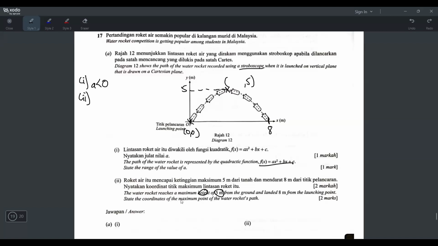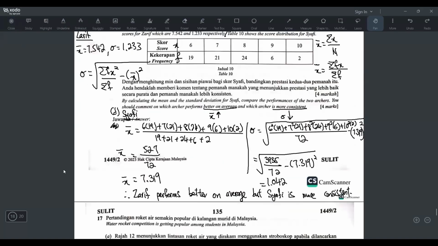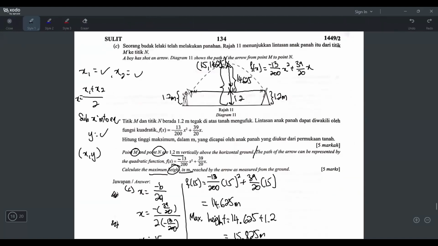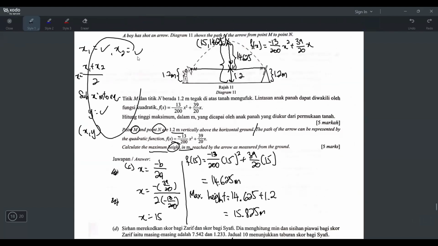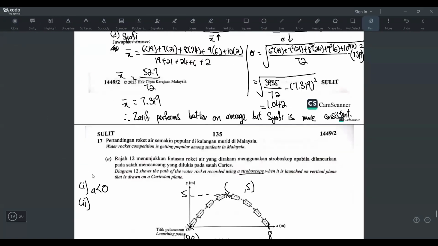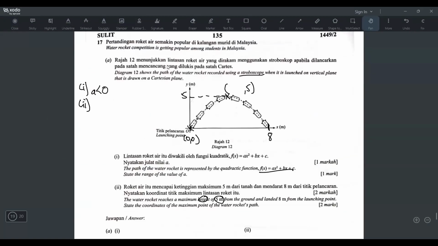And then they say state the coordinate of maximum point of the water rocket's path. Okay, how do you find the maximum point? I told you already, ada dua cara in question 16 just now. Let me scroll back. 16C, I told you guys, ada dua cara. First method is you take the x-intercept, tambah bahagi 2 to get the x coordinate, and then sub x into equation to find y, right? Another method is you use the negative b over 2a formula, right? But for this question, it's not possible to use the negative b over 2a formula because you don't have the ABC. So I kena terpaksa guna the other formula, which is finding the x-intercept tambah bahagi 2.